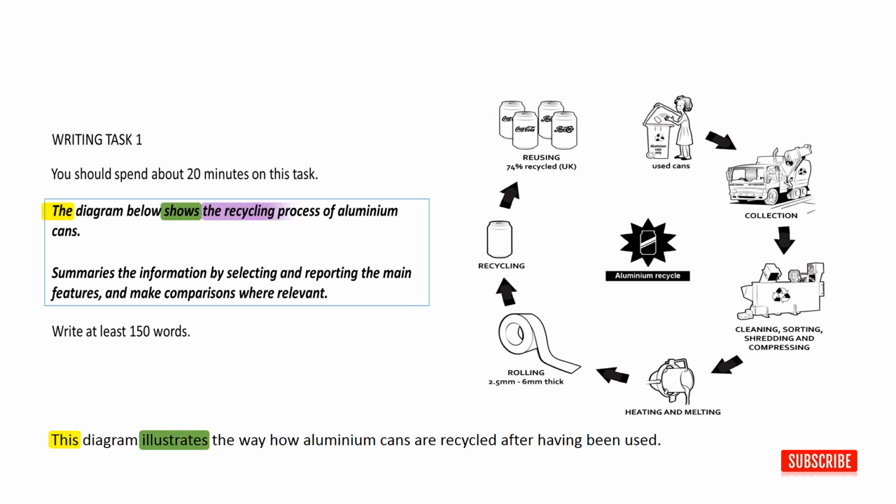Next, I changed the phrase, the recycling process of aluminium cans, to the way how aluminium cans are recycled. Then I added my own words, after having been used. However, I didn't change the meaning of the topic sentence. The introduction and the topic sentence have a similar meaning.